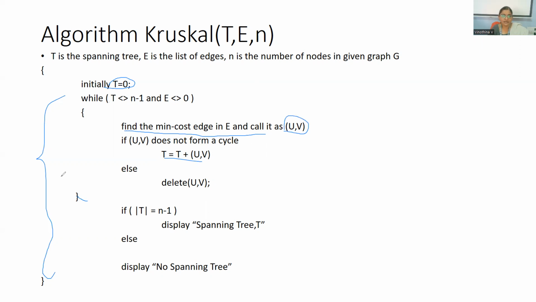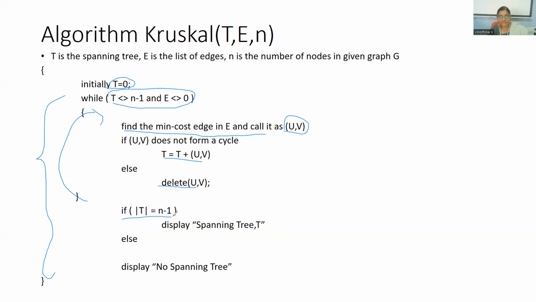Next, again find the next minimal cost edge, name it U comma V, and try to add it to the set T. If it is not forming a cycle, add it, otherwise delete it. Then again find the next minimal cost edge. Continue the same step until you process all the edges and until we add all the vertices in the final spanning tree. Once any one of the conditions fails, the algorithm stops.